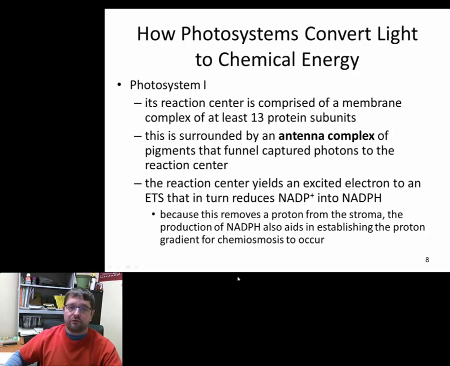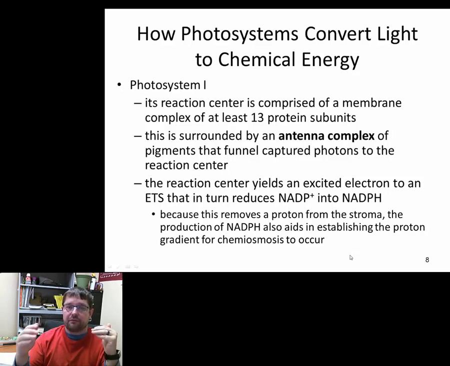Now remember, when something becomes reduced in this form, when we're talking chemistry, it means it gains an electron. And in this case, it gains an electron and a proton, hydrogen. If something is oxidized, it means it loses an electron. So just keep that in mind, because we're going to talk about reduction and oxidation quite a bit as we move forward.